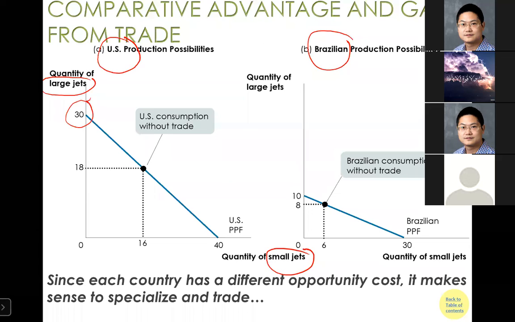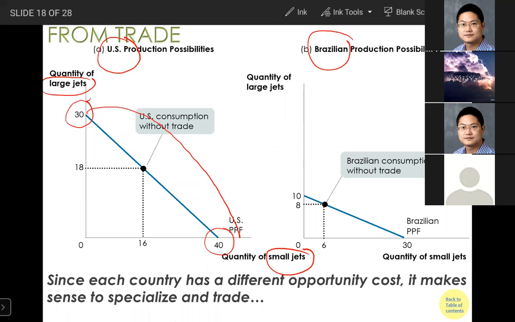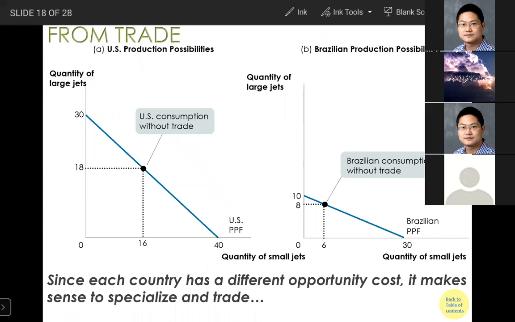On the other hand, if all resources have been allocated to produce small jets, then they are going to produce 40 small jets. Here we assume a constant opportunity cost, so we have a straight line. Just remind yourself, in the previous class we had a discussion. In some cases, the PPF is a curve, where the opportunity cost may change depending on how many you produce. All right.